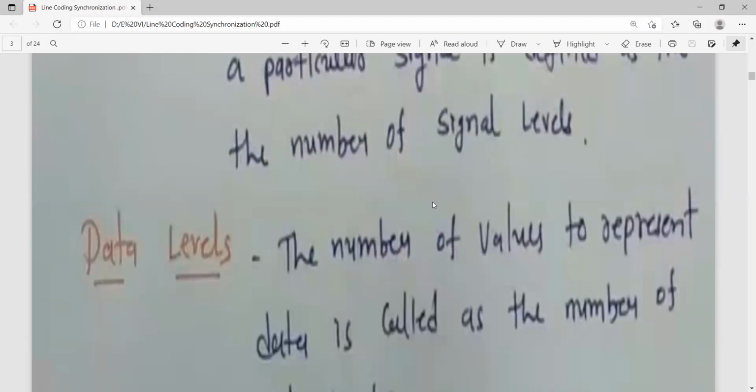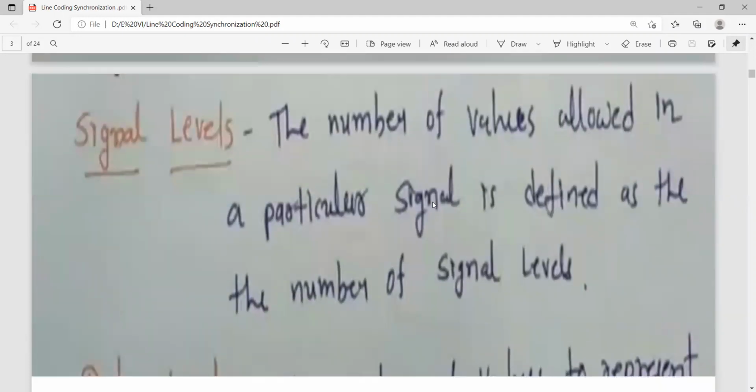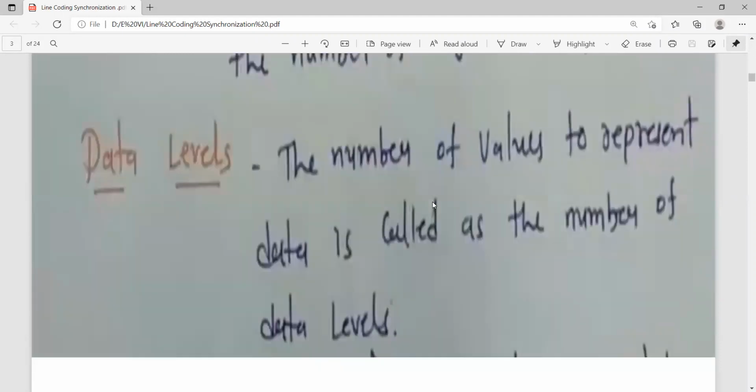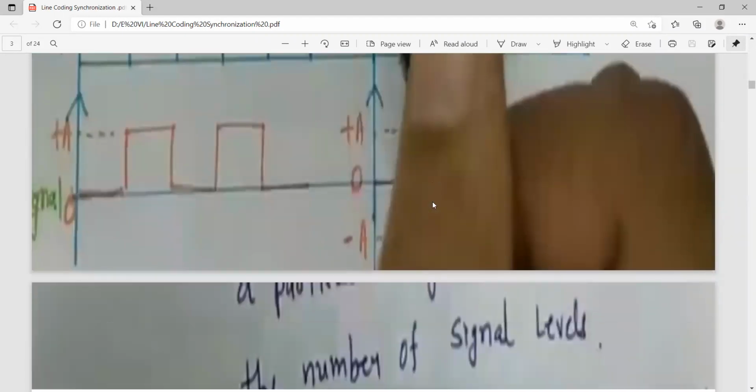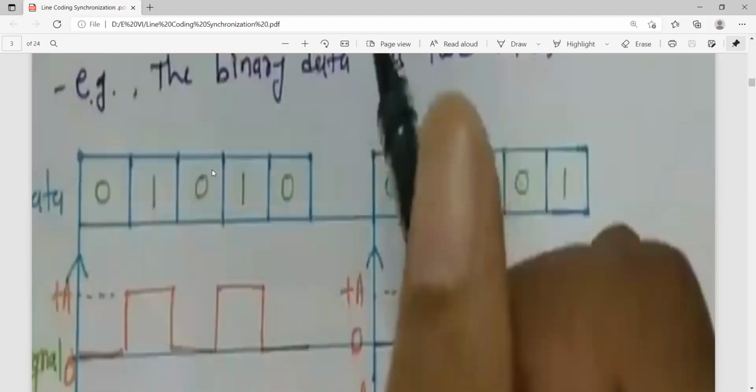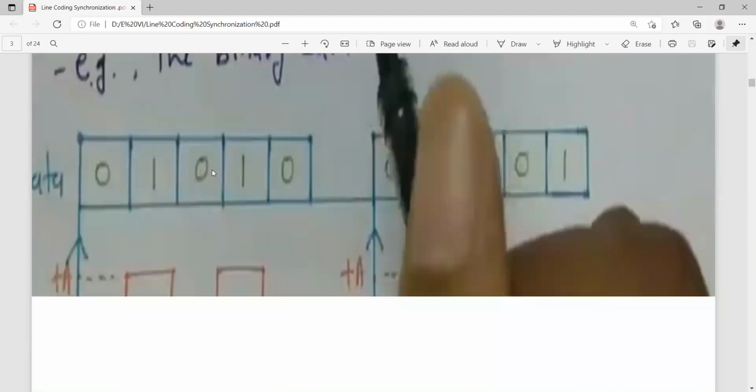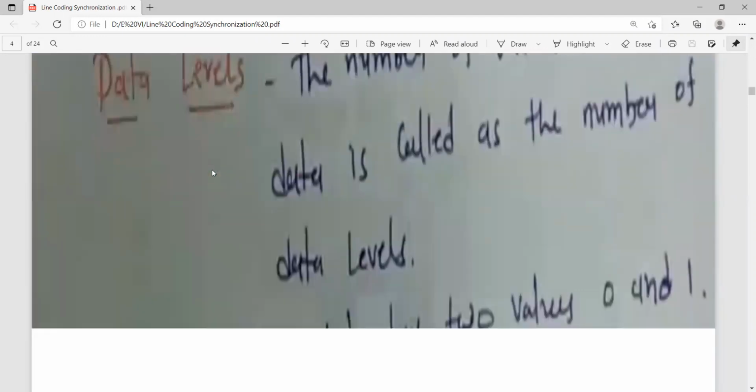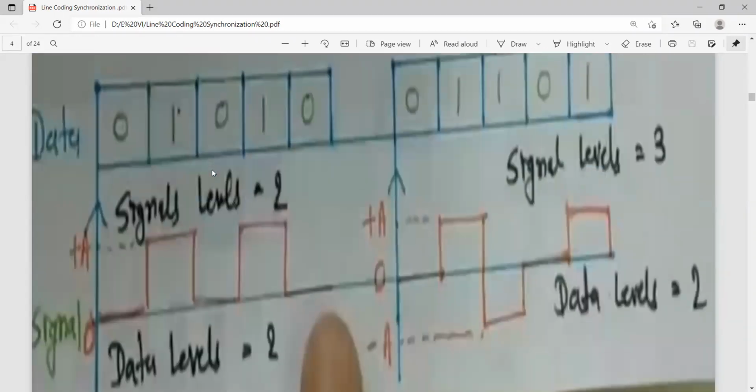So what is the difference between signal levels and data levels? Here you can see this is your data, a binary data. Yes, in this diagram you can see we have data 0 1 0 1 0 0 1 0 1 0. How many data levels do we have? Only 2 types of bits: either 0 or 1.